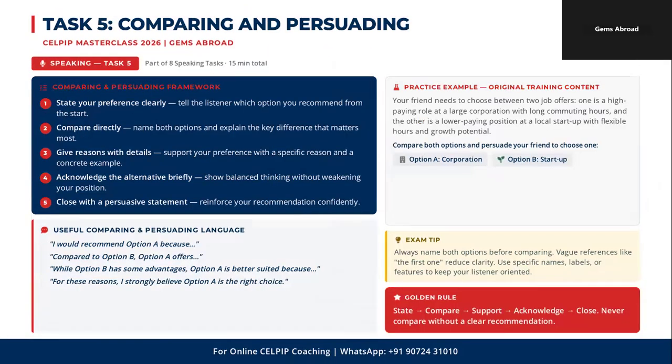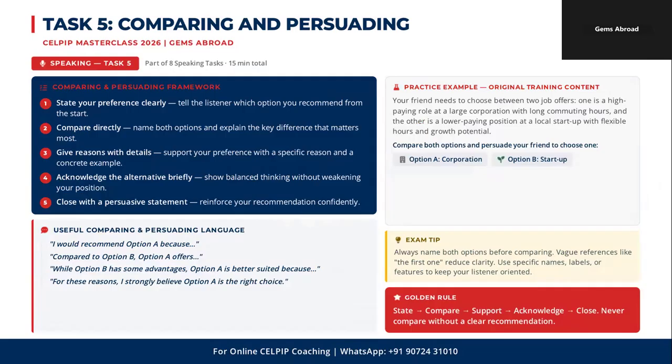Okay, now the 5th task, comparing and persuading. This task requires 2 skills. The framework is state, compare, support, acknowledge, close. First, clearly state your preferred option. Then compare both options. Next, give reasons and details supporting your recommendation. Briefly acknowledge the alternative. Finally, close confidently.